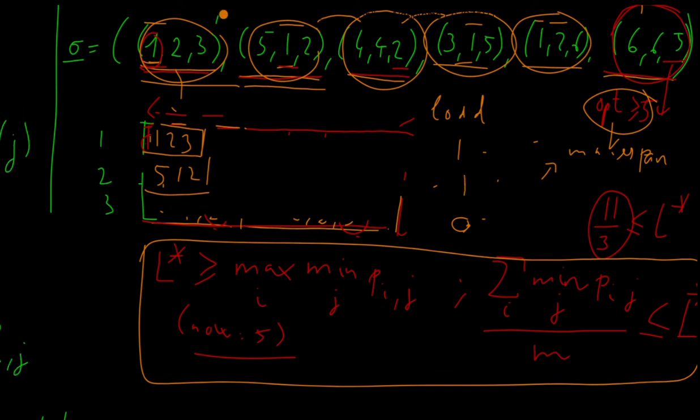Now for the third job I have to compare 1 plus 4, 0 plus 4 and 1 plus 4 and 0 plus 2, and in this case 0 plus 2, which is 2, will be the minimum. So again the 4, 4, 2 will be scheduled here.